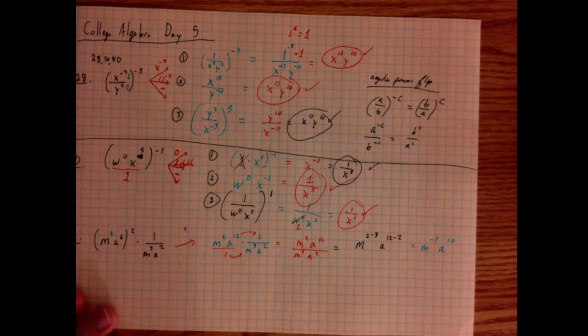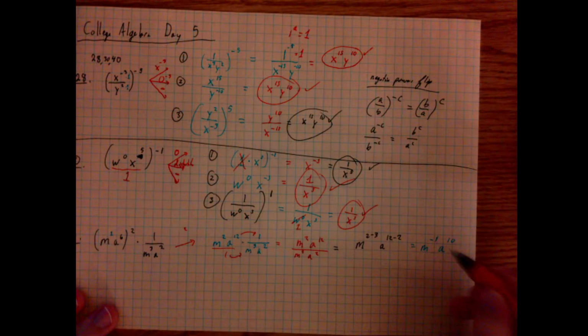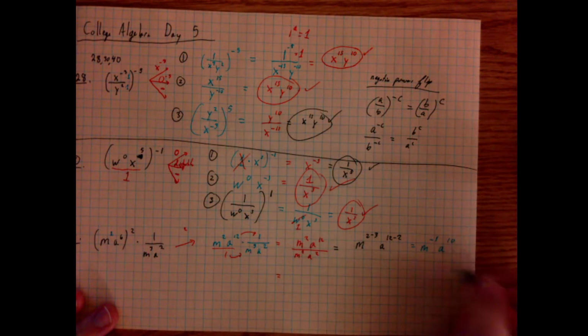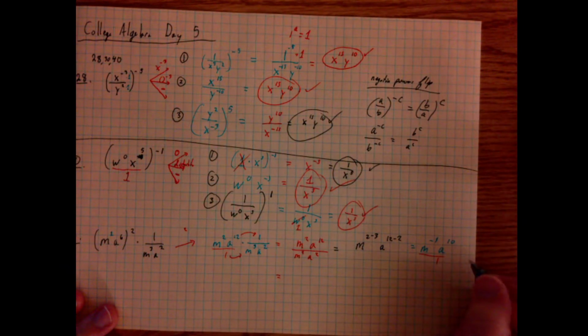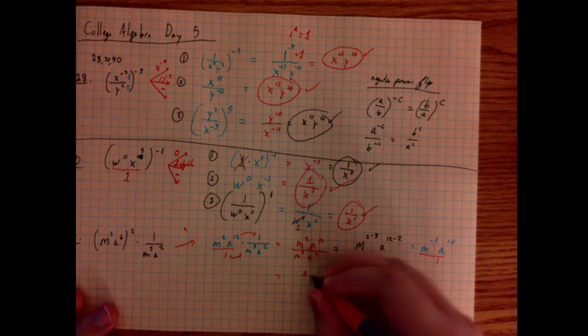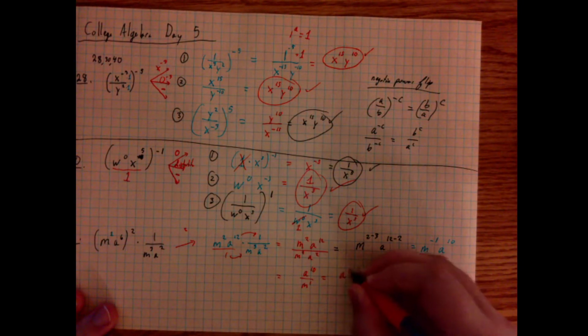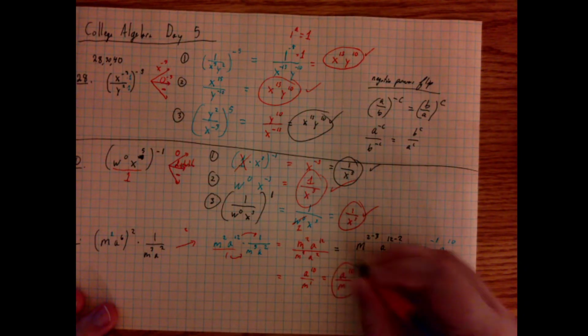And from here, we have to remember that you're not allowed to leave it with negative powers, which means we can use the negative power rule to make that negative power drop to the bottom of the fraction. Because remember, there's always a fraction here. It's always over 1. And so this becomes a to the 10th over m to the 1st, or just a to the 10th over m, which is the preferred way.